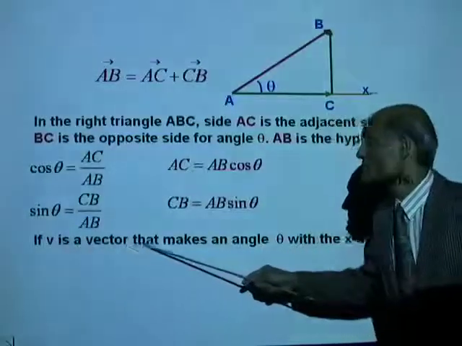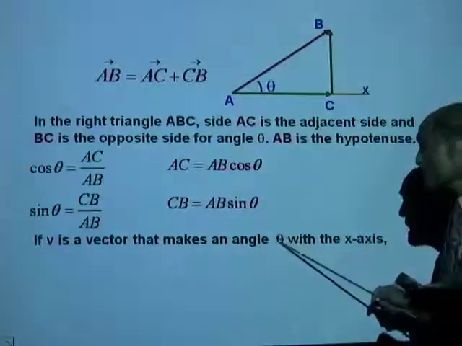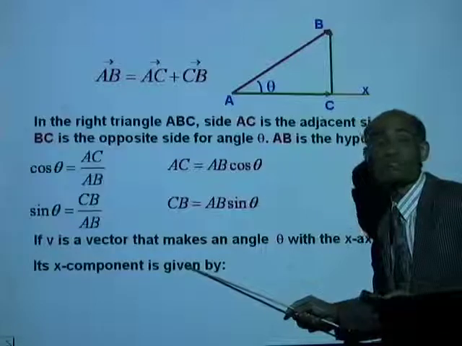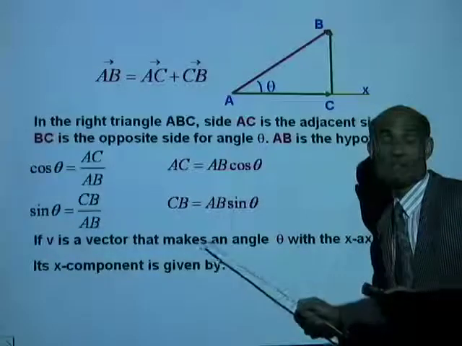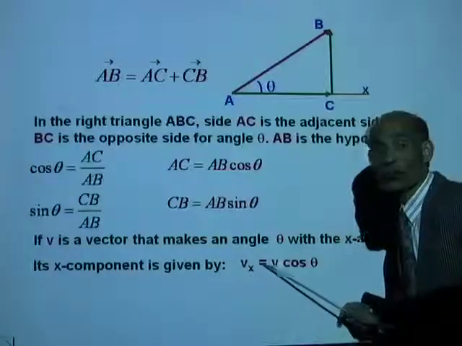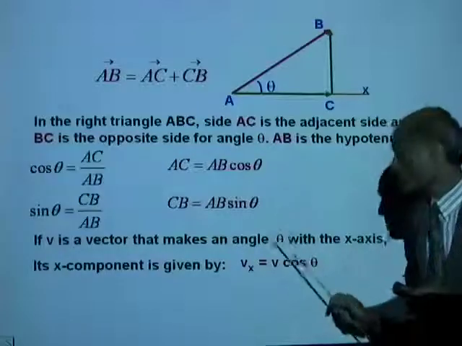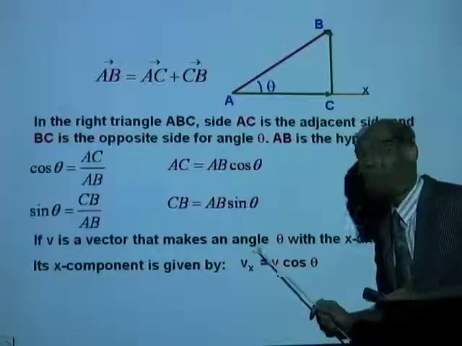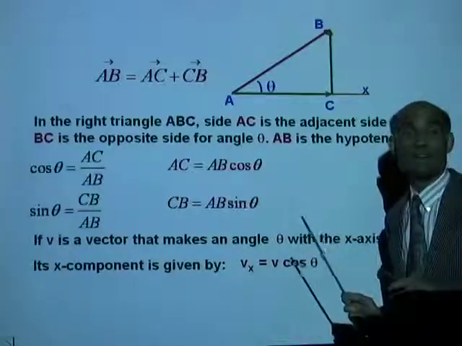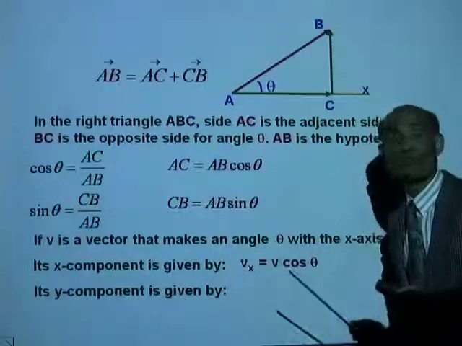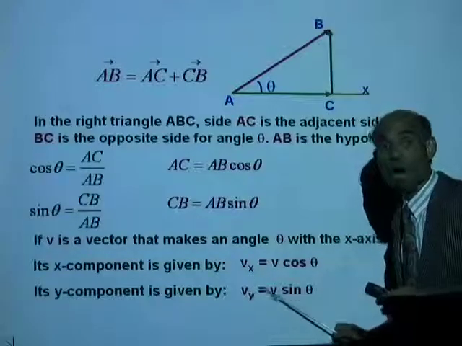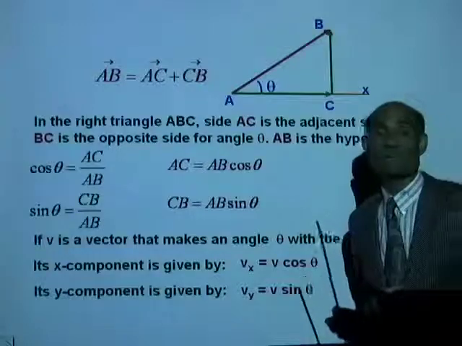If V is a vector that makes an angle theta with the x-axis, then the x component of the vector is given by, can you tell me what that will be? The x component of the vector will be given by v sub x equal to v cos theta. What does v sub x stand for? The x component of vector v equal to v cos theta, and the y component of the vector is given by, how will I write it? It will be v sub y equal to v sin theta.